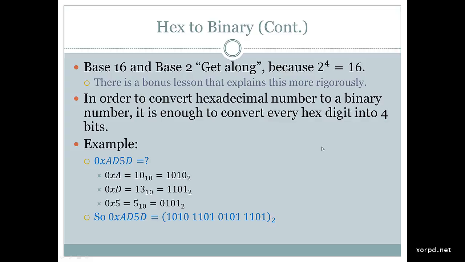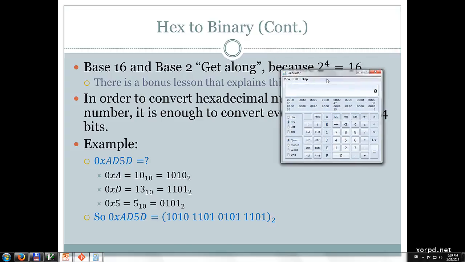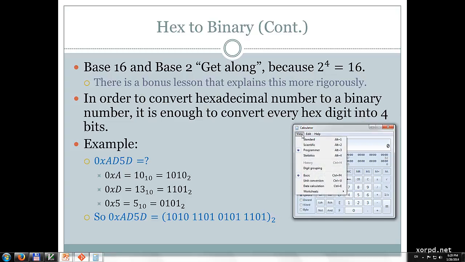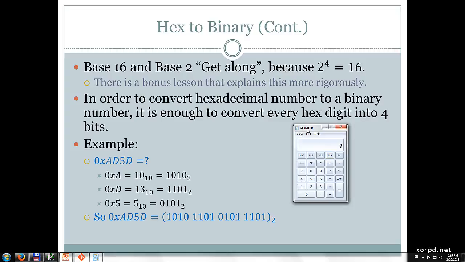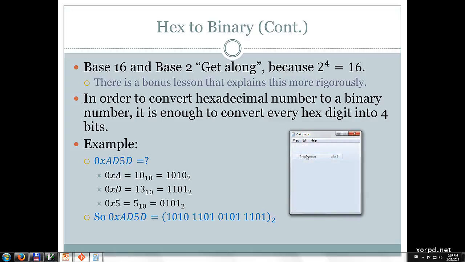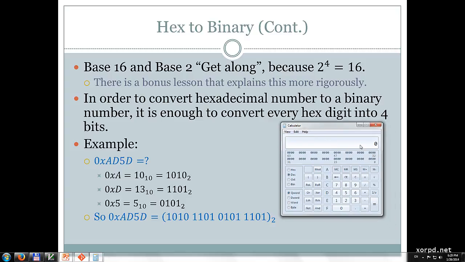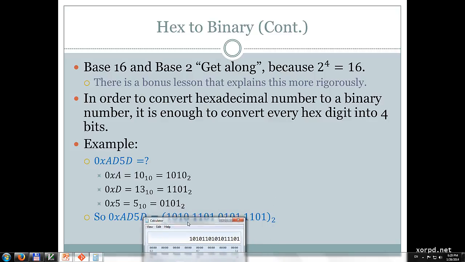Just to make sure that we are right, we can always use the Windows calculator. I remind you that I open it in the programmer view. In the standard view, I don't have all these strange features, and I want them this time. So I press the programmer view, and I check base hex, which means hexadecimal. You see it here. Now I write AD5D, and I convert it to the binary form. And we get this result, and it seems correct.